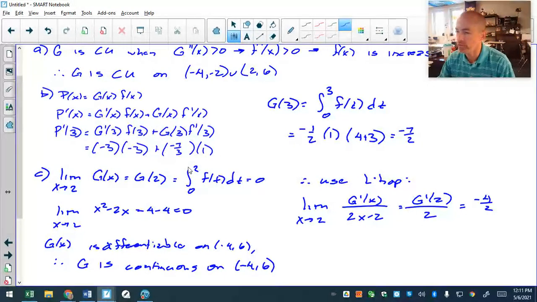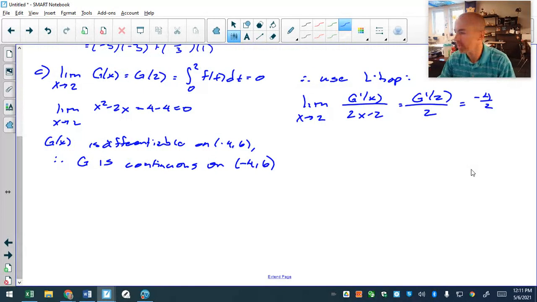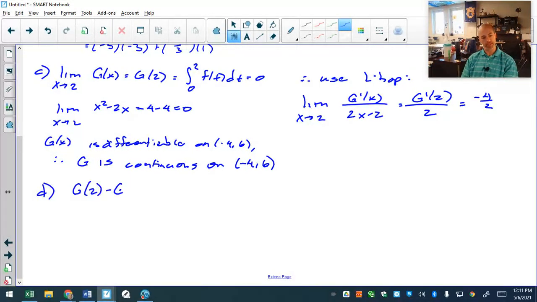So moving on to D, find the average rate of change of g on the interval negative 4 to 2. Okay, so the average rate of change of a function is g of 2 minus g of negative 4 over 2 minus negative 4. I forgot the negative. So I would write that down first. You probably get a point for that. I know g of 2 is 0. My denominator is going to be 6.